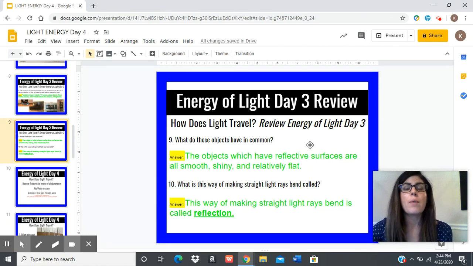After you finished finding items in your home that showed your reflection, you were supposed to answer number 9 and 10. Number 9 asks, what do these objects, the ones that show your reflection, have in common? The objects which have reflective surfaces are all smooth, shiny, and relatively flat. Number 10, what is the way of making straight light rays bend called? And again, if you didn't know the answer, you could have gone to look at your keywords. And the correct answer was, the way of making straight light rays bend is called reflection.